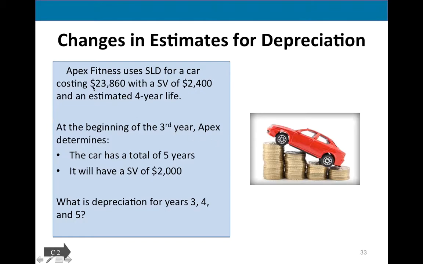Here's an example. We use straight line depreciation for a car with this cost and salvage value and an estimated useful life of 4 years. After 2 years, at the beginning of the third year, Apex determined that the car has a total of 5 years useful life instead of 4 years, and it will have a salvage value now of $2,000, not $2,400. So I have to recalculate updated depreciation for years 3, 4, and 5.